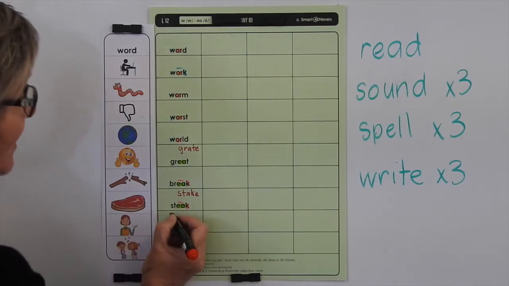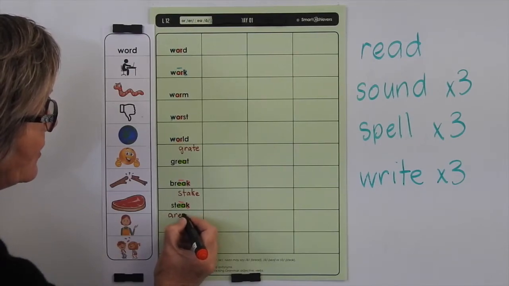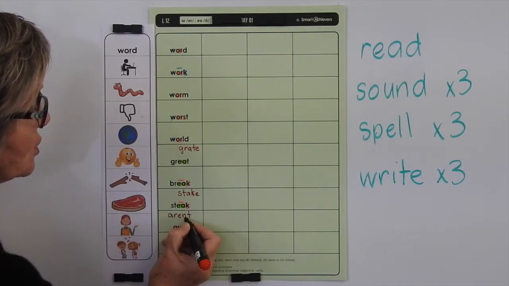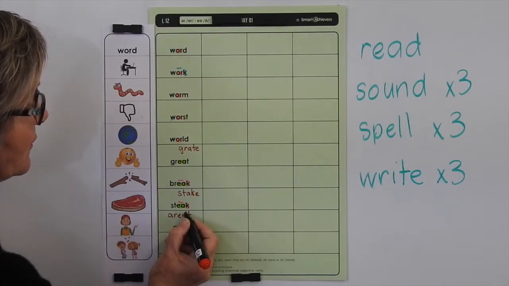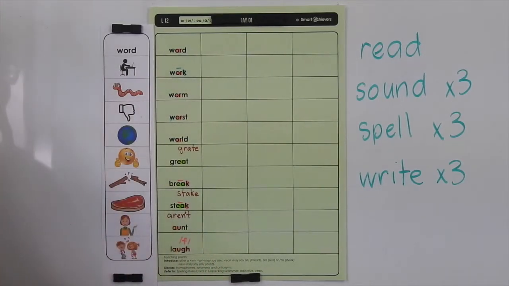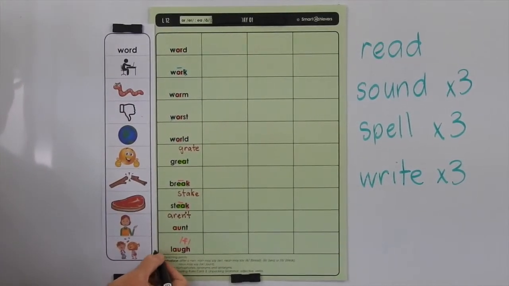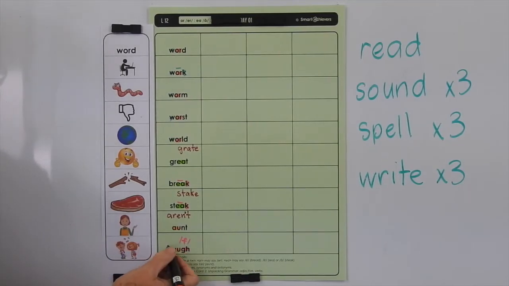So there is another aunt, but this aunt is the abbreviation of are not. And to show that we've joined two words together to make one word, we put a little apostrophe in and we've taken out the letter O there. Laugh is when we laugh about something. So we're finding something funny and we have a good laugh.